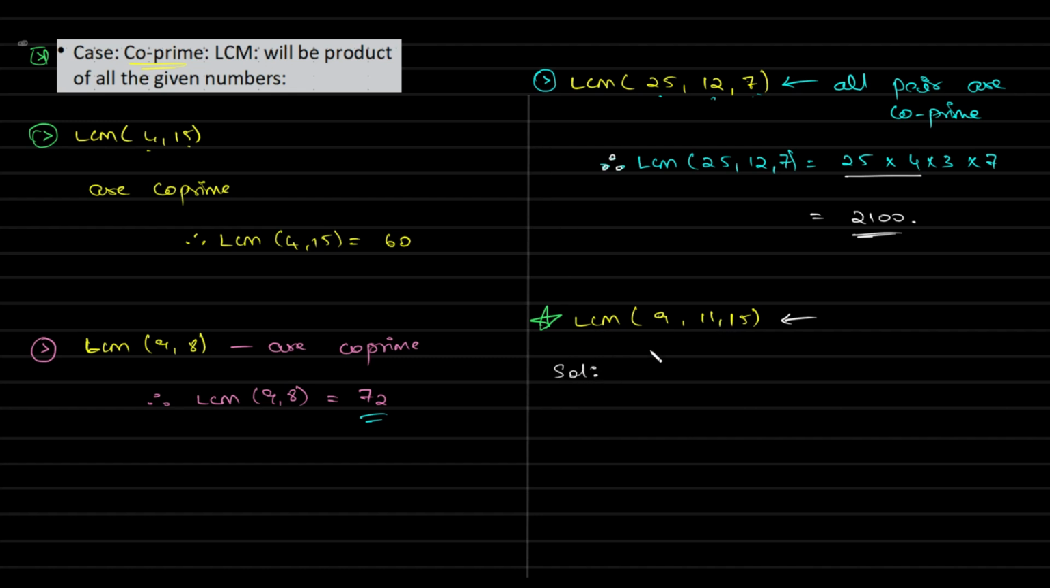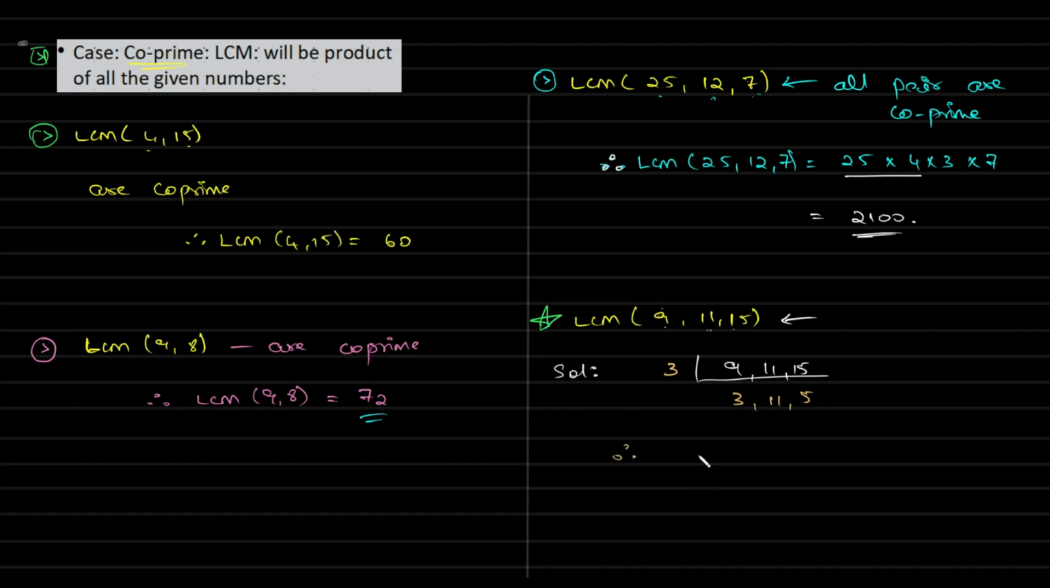So here, let's check if they are co-prime. 9 and 11, true. 11 and 15 is co-prime, true. 9 and 15 are not co-prime. So here you can't use whatever method we have used till now. Just multiplying everything will not work over here. So we have to reduce it. 3 is the HCF. Reduce it, and now check again: 3, 11, 11, 5. 3 and 5 are all co-prime.